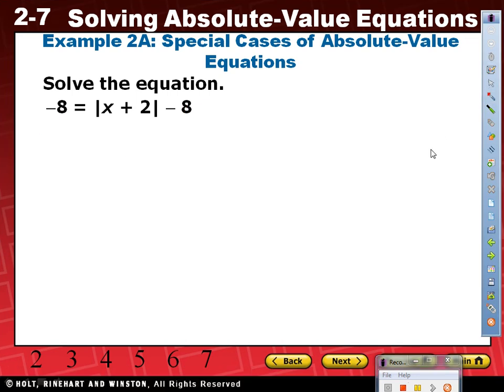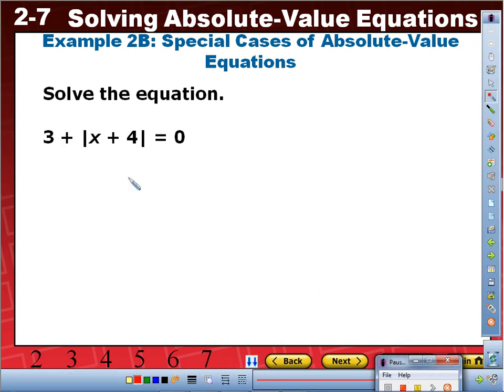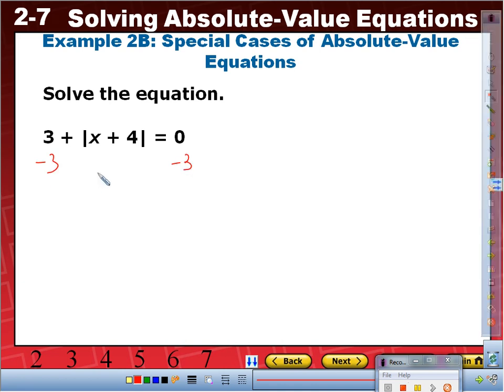And the last one, just pay attention to this. Check this out. To solve this one, I subtract 3. Absolute value x plus 4 equals negative 3. Since I have a negative, there's no solution because there's no such thing as a negative absolute value. Everybody got it? That one's no solution.